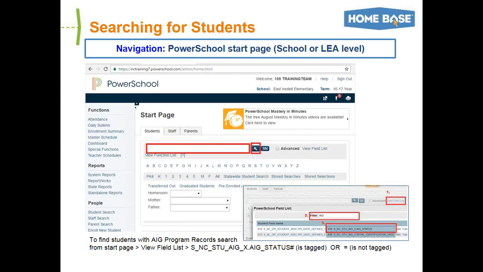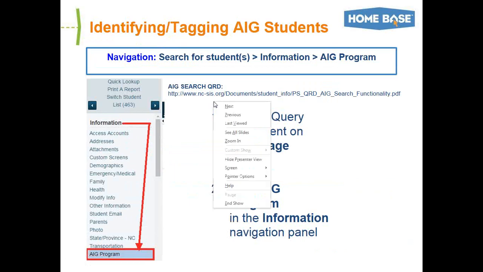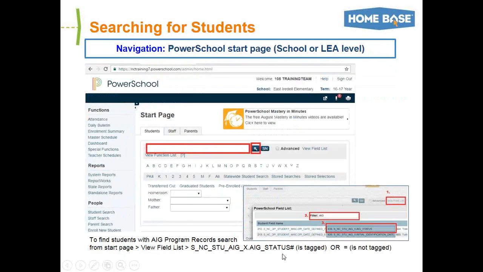AIG_status. And to find the kids that do have AIG on them, if you look at the bottom of the screen, you'll see I've got a greater-than sign after the word status. That means it's going to find everybody that is tagged for your AIG. Everybody that is set for AIG. Maybe you need to find students that don't have AIG. Just put an equal sign instead of the greater-than sign after the field. And then you'll click search.